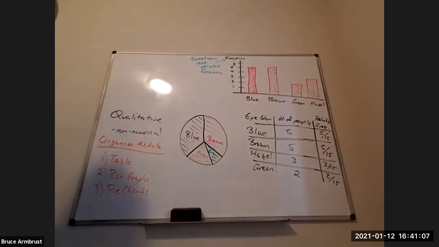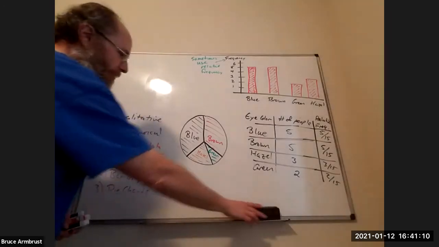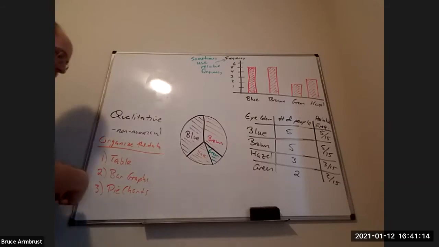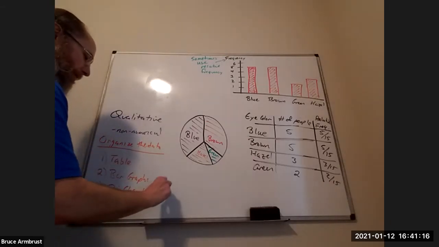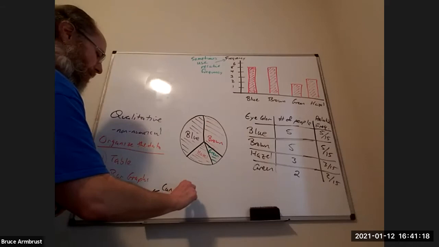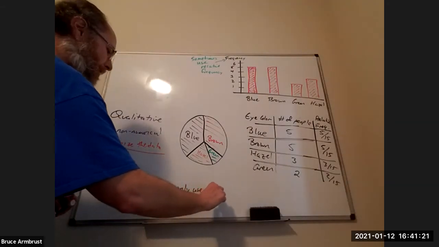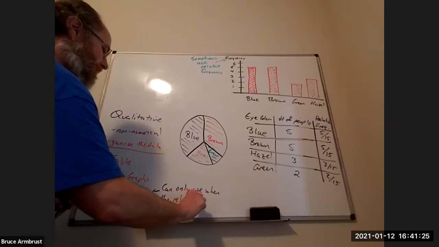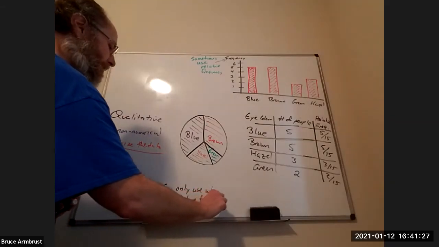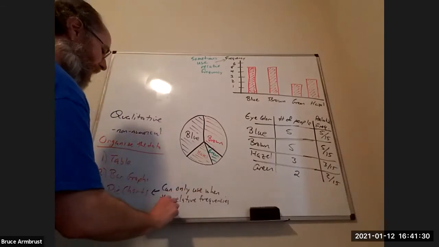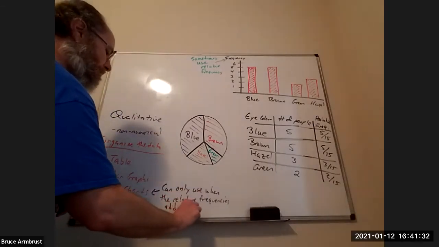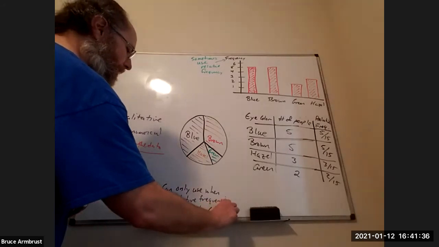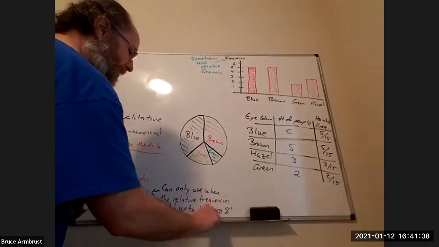But I do need to warn you about pie charts. Pie charts are good, but can only be used under certain conditions. So this is a little bit of warning that I need to put here. You can use these only when the relative frequencies add up to 1. I'm going to put it in parentheses, so that's 100%.